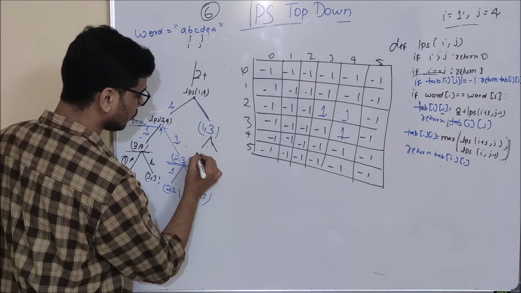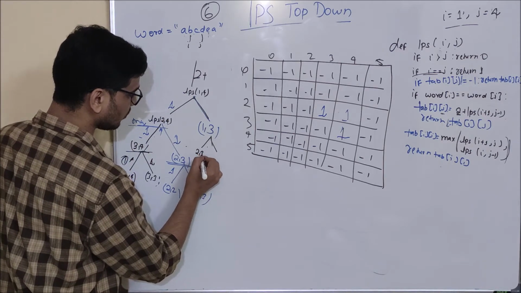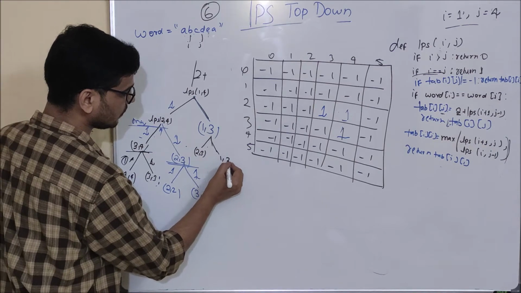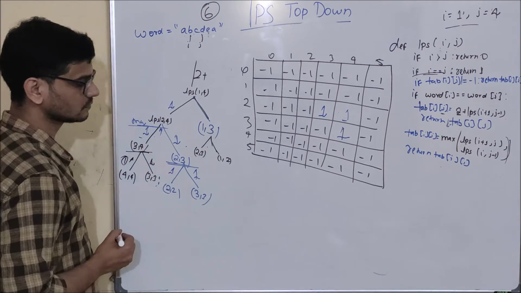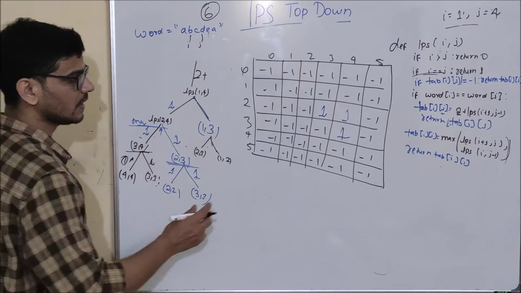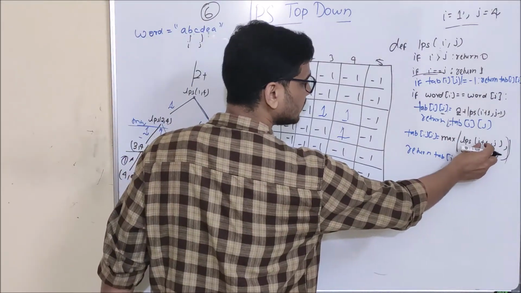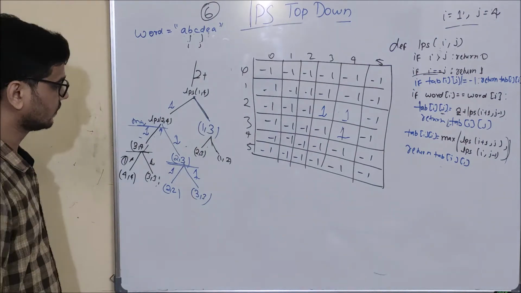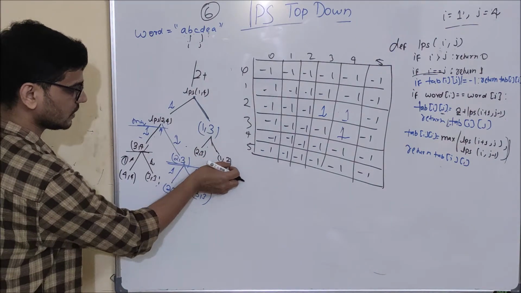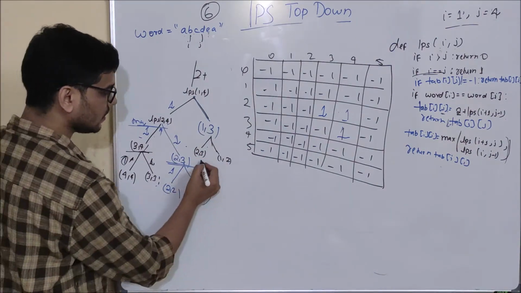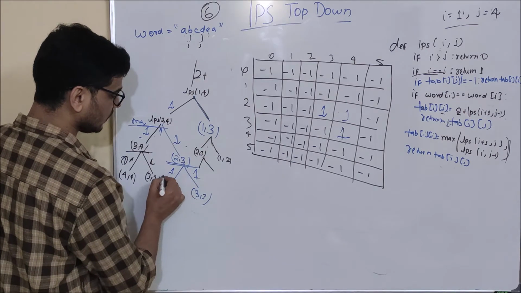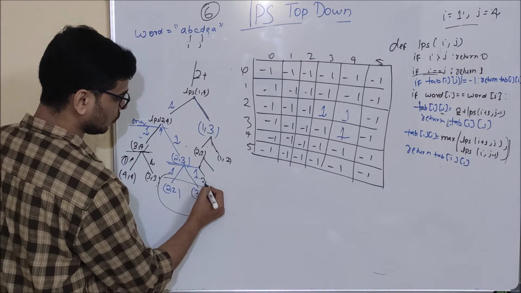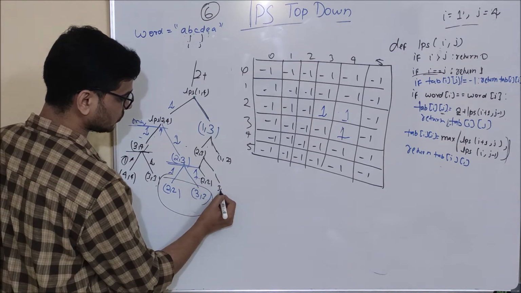First of all, it will call LPS of 2 comma 3. And what will this do? It will call LPS of 1 comma 2. As you can see here, first I am increasing I, in the second function call I am decreasing j. And when LPS of 2 comma 3 is called, as you can see here, duplicate, the same thing will be called: 2 comma 2, 3 comma 3.